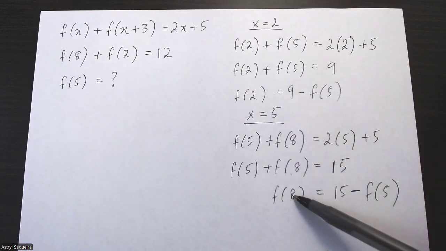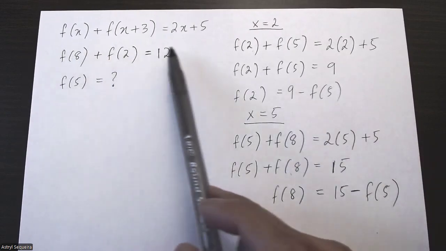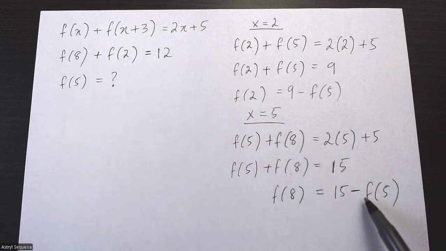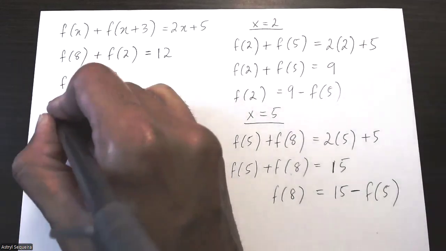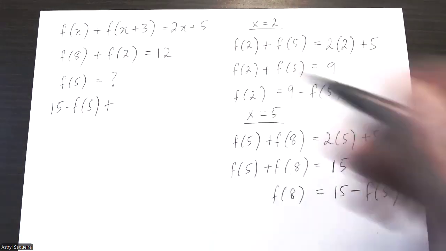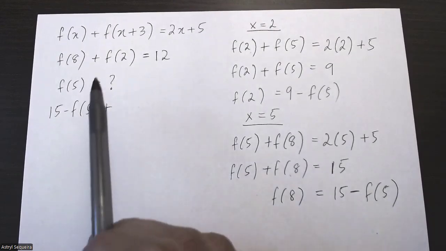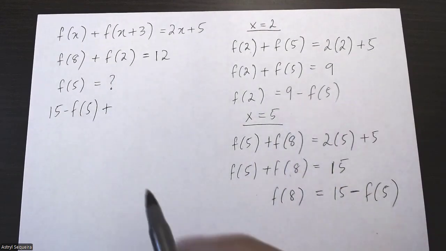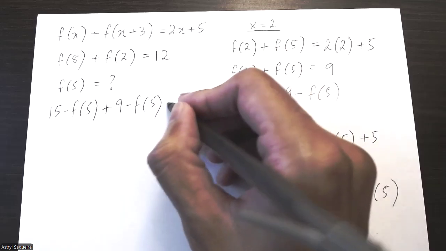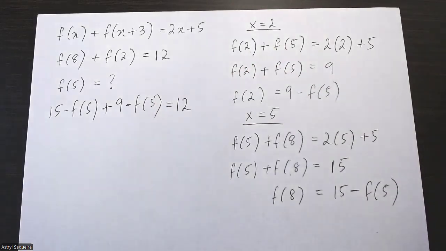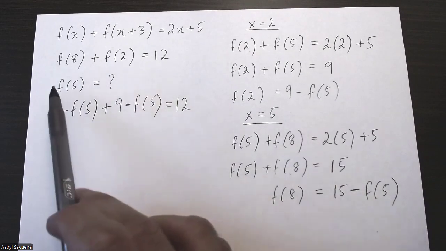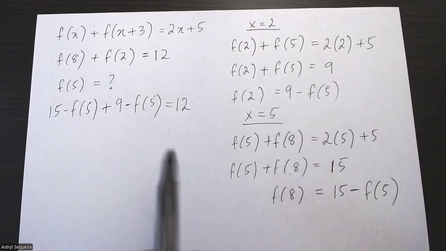Now we can sub f of 2 and f of 8 in this equation right here, the second one given here. So f of 8 I'll replace with 15 minus f of 5. Since it's a plus, I don't really need a bracket there. f of 2 I'll replace with 9 minus f of 5. And this equals to 12. Now I'll just solve this equation for f of 5 and I'll have my solution to the question.